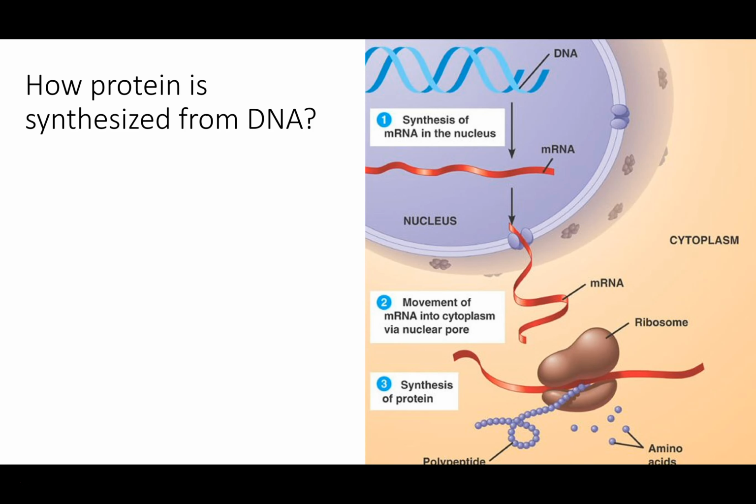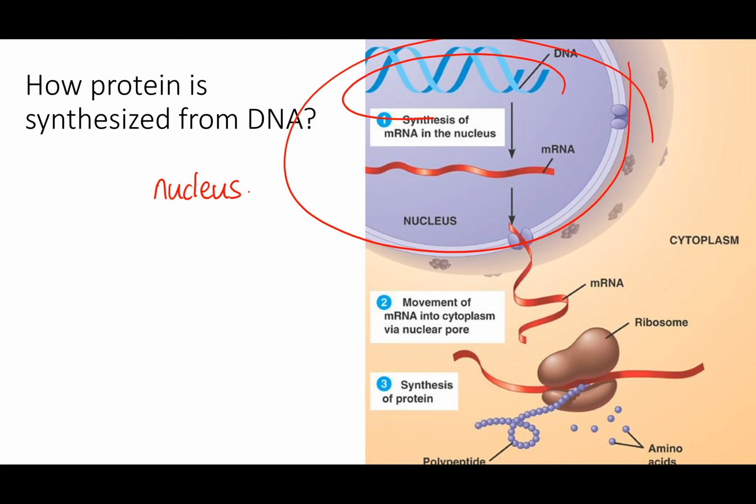How protein is synthesized from DNA. So we're going to focus on the eukaryotes. So the eukaryote has a nucleus, right? This huge thing over here, this is the nucleus. So in the nucleus, you have DNA, right? First, you're going to use the DNA, which is your genetic information. DNA's function is the storage of genetic information.